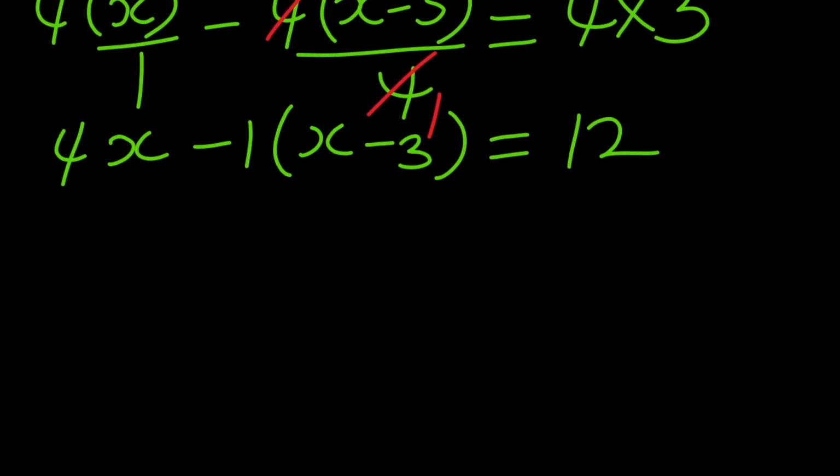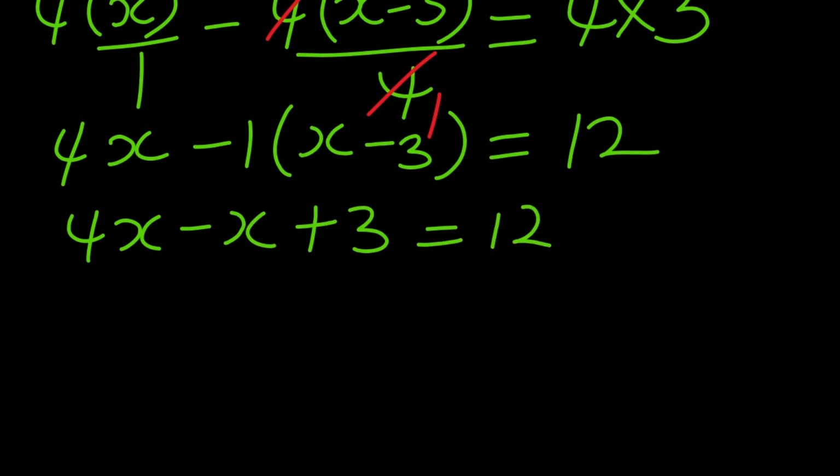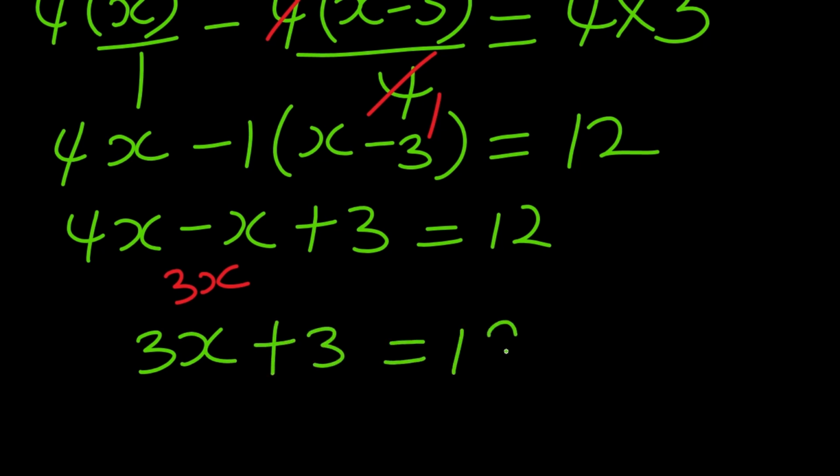Expanding the bracket, we have 4x minus 1 times x will give us minus x, and minus 1 times minus 3 will give us plus 3, is equal to 12. 4x minus x will give us 3x. So we have 3x plus 3 is equal to 12.